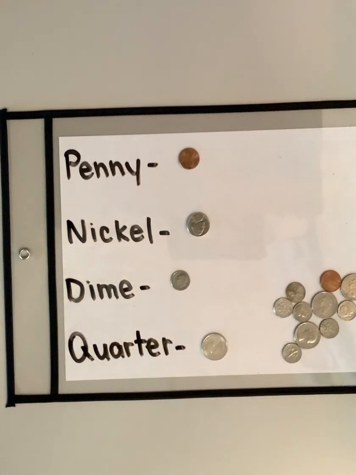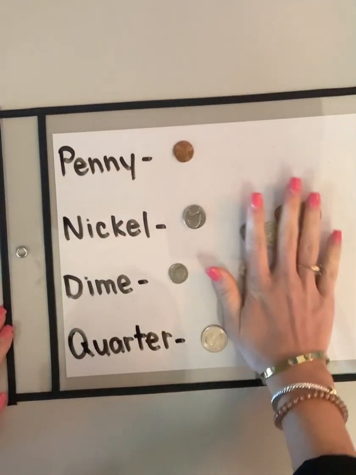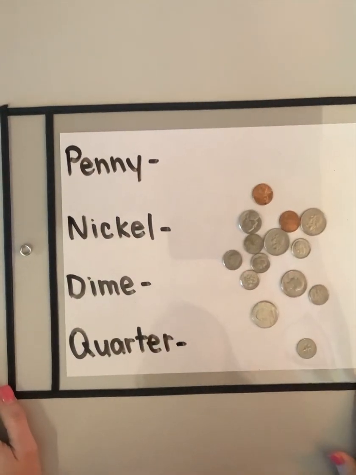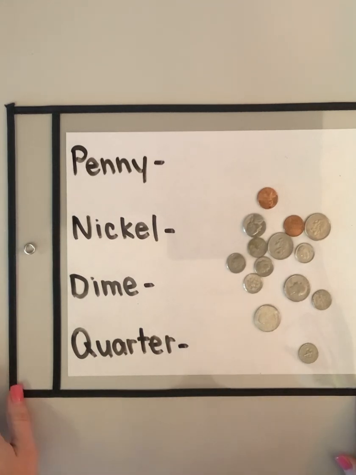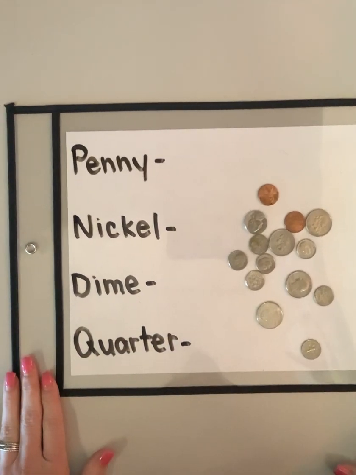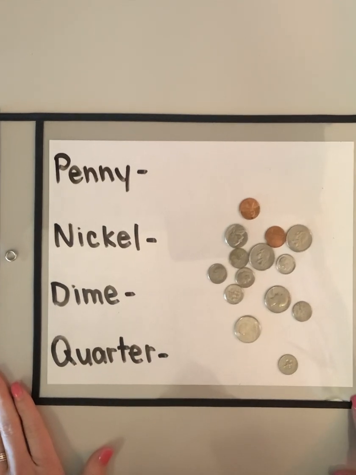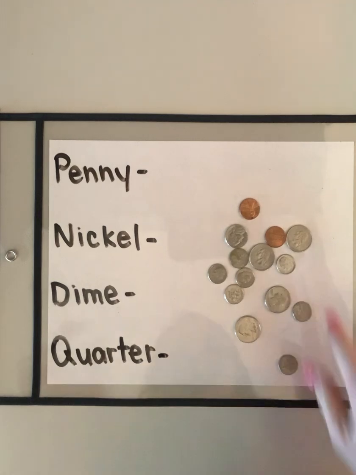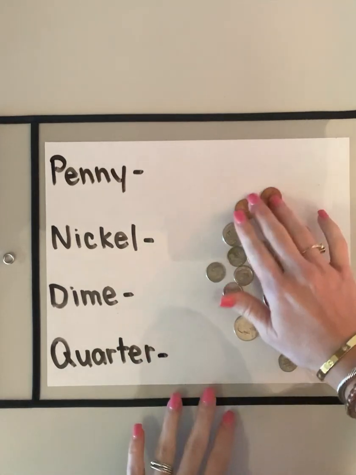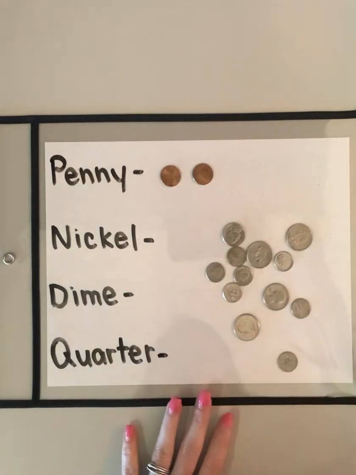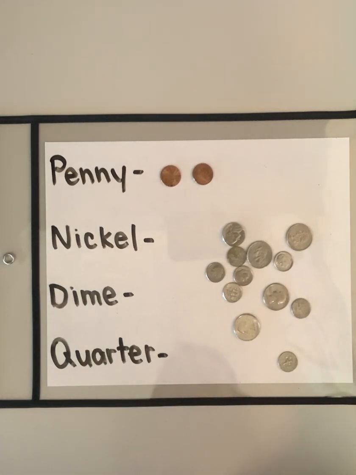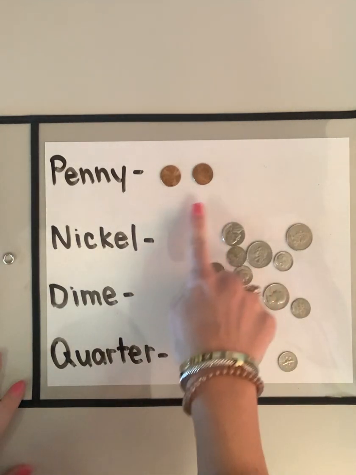Okay, so now we need to count and figure out how many pennies I have in this group right here. I know that pennies are a different color than the rest of these coins. Do you remember what pennies are made of? What makes it a different color than the rest? It starts with a C. That's right, copper. So I can easily tell that I have this many pennies because they're the only ones that are copper.